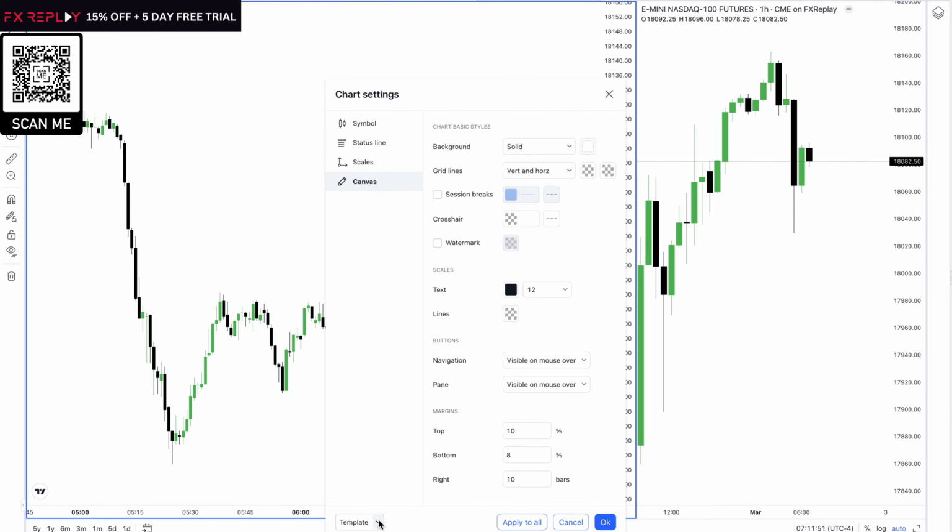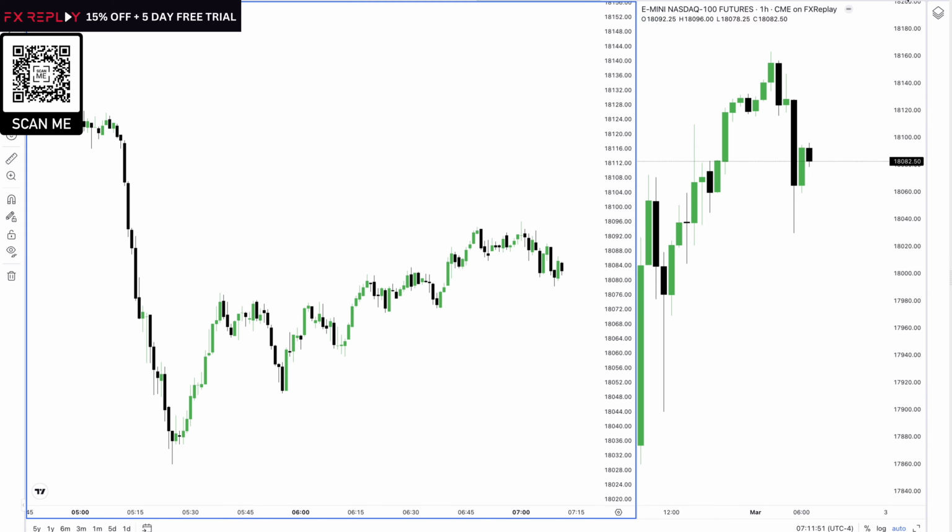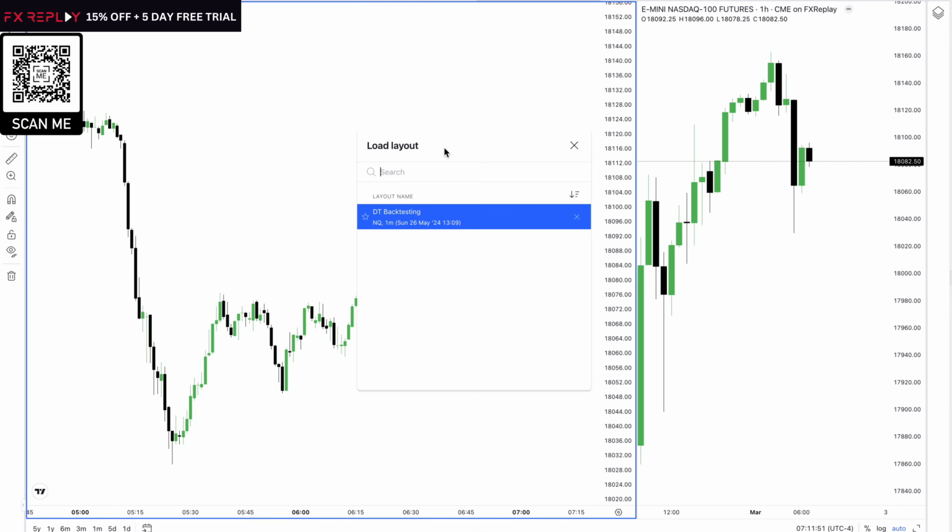If you want to save that, you cannot save that here. You need to go to the top right corner and there, DT backtesting. You can press save layout. I've already saved it, of course. Save layout, and then later you can press load and you can see DT backtesting.